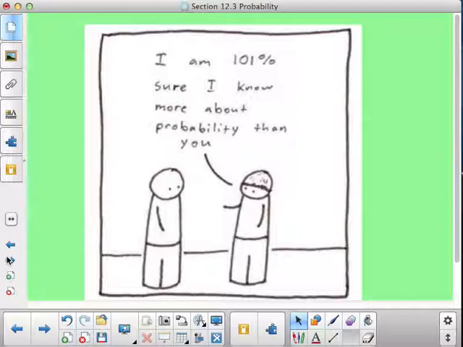I am 101% sure I know more about probability than you. One thing to keep in mind is you can only have something up to 100%.